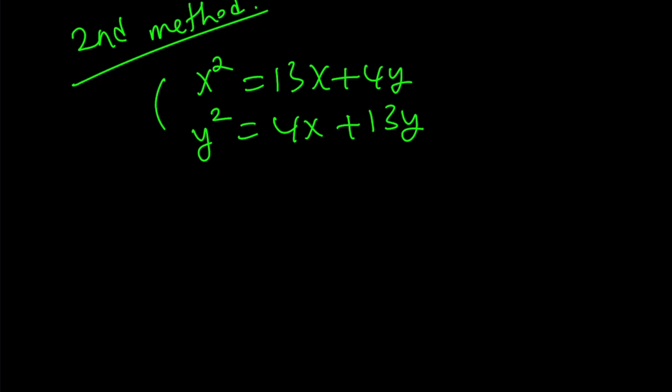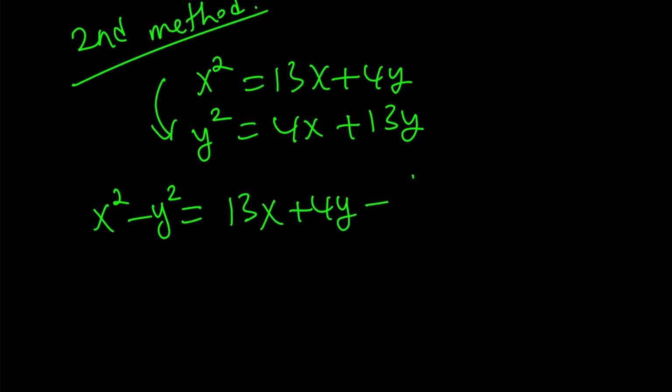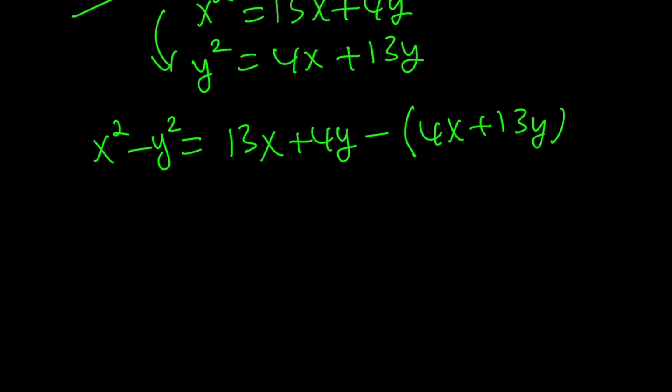If you subtract these equations, you get x squared minus y squared equals 13x minus 4x. So you can basically do the following. How about this? 13x plus 4y, from that subtract the second one so you don't get confused. Sometimes I do get confused. x squared minus y squared is equal to, now 13x minus 4x is equal to 9x. 4y minus 13y is equal to negative 9y.